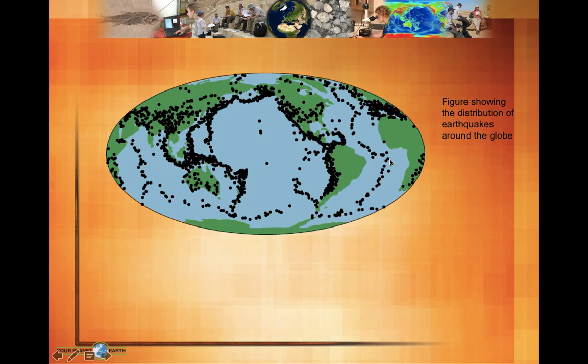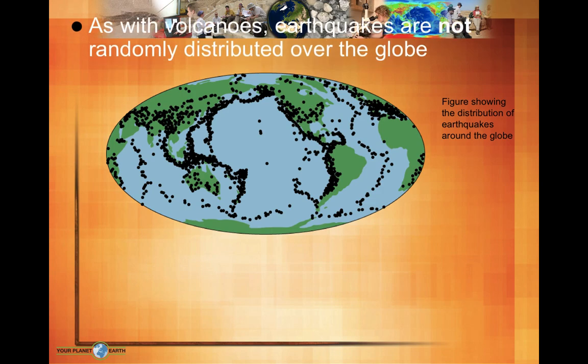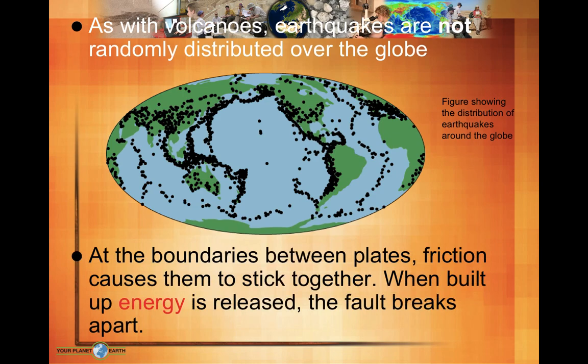All right, earthquakes. So, as with volcanoes, earthquakes are not randomly distributed all over the globe. Right? We did a graphing activity, we mapped those, and we know about where they occur. We focused on the Ring of Fire, but earthquakes and volcanoes really occur at the boundaries between plates. And this is where friction causes them to stick together. Okay, so we have two basically rocks, and friction causes them to stick together.